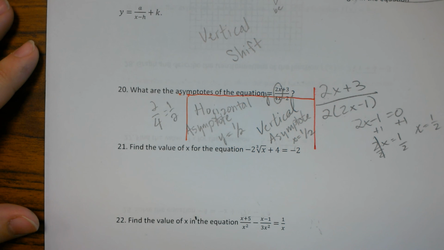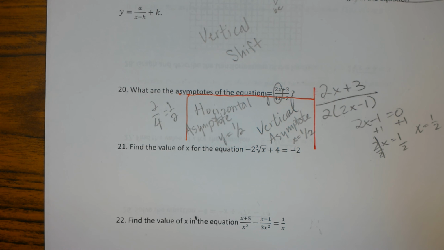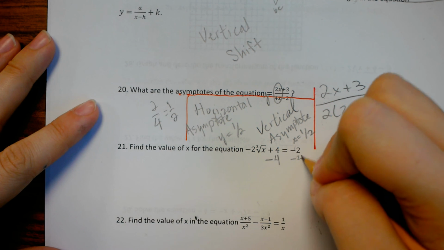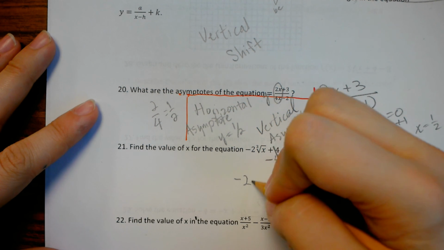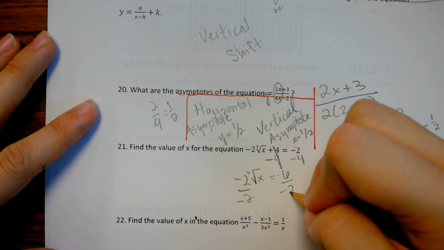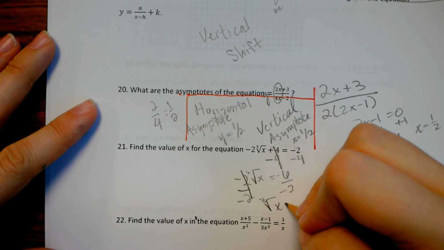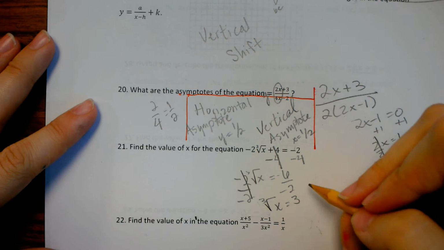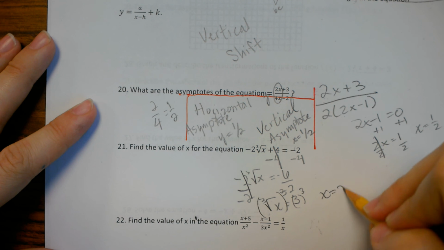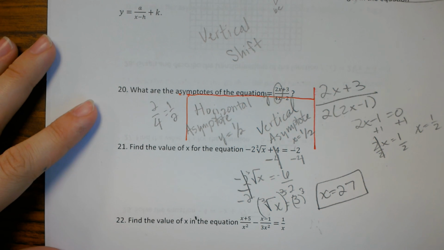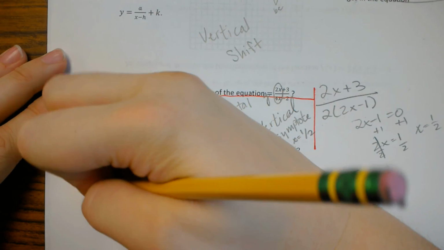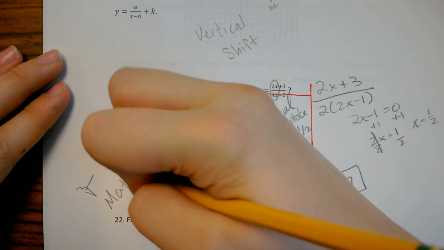21 says find the value of x for the equation. So I'm going to start by subtracting 4 from both sides and divide by negative 2. Then to undo the cube root, I'm going to cube. So x is equal to 27. You could also put that on the calculator. To get the cube root, math 4.